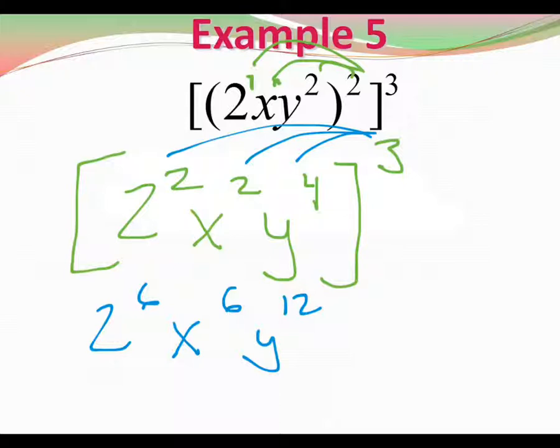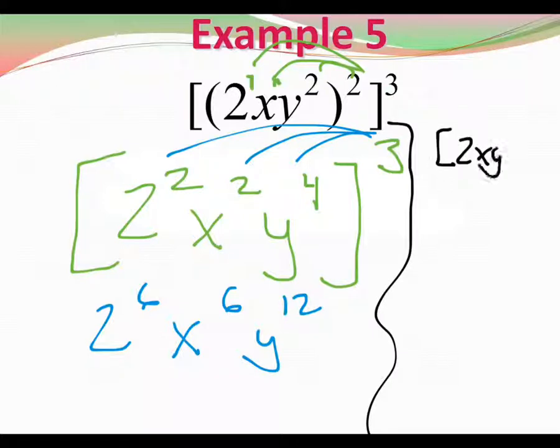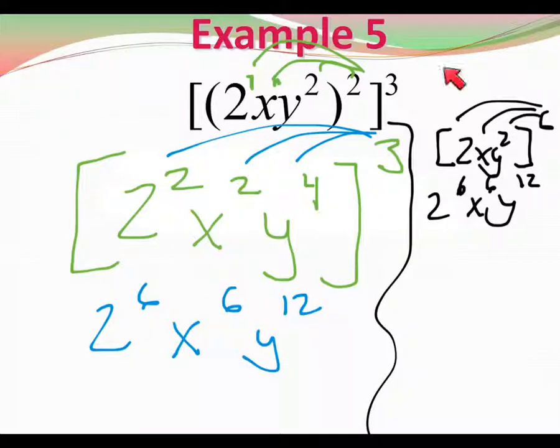Now again, the other way you could have done this problem is I could have multiplied these together to start with, and then had 2xy to the 2nd to the 6th, and then took that to each of those, and got 2 to the 6th, x to the 6th, y to the 12th. See what I did? Yes, question.